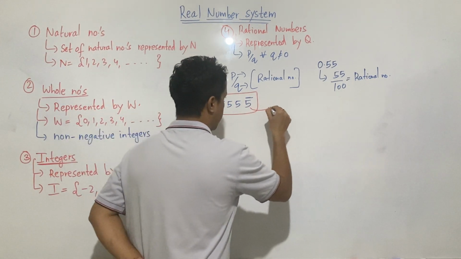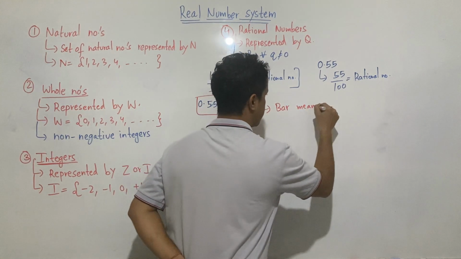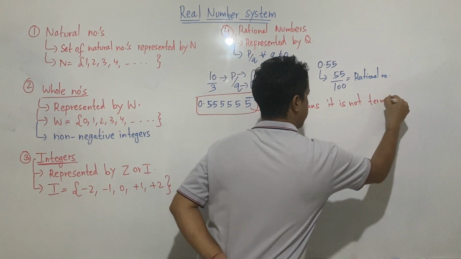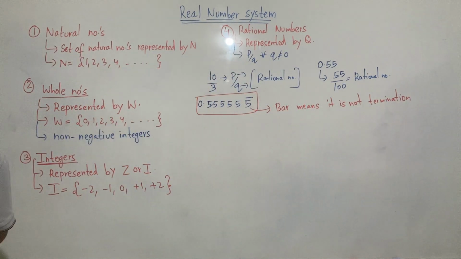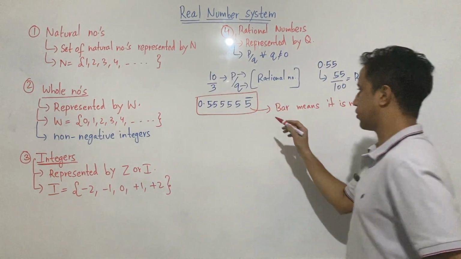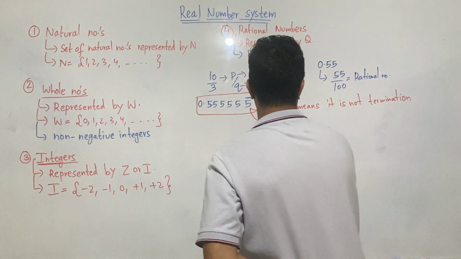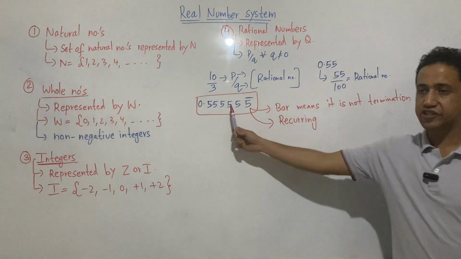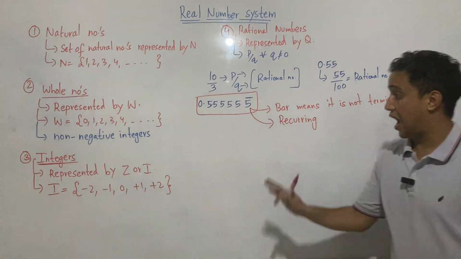Okay, so the bar means it is not terminating. Not terminating means that this does not stop here, right? This bar means that this 5 keeps on repeating, okay, and it also means that it is recurring. Okay, now if you ask me what about this number, is this a rational number, I would say yes.